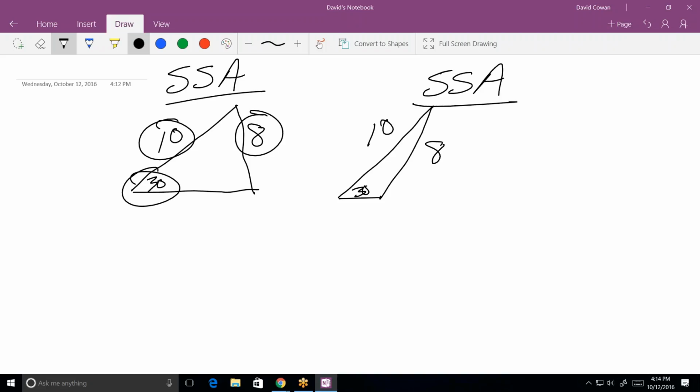Whereas with angle, side, angle, or side, angle, side, you absolutely know for sure that you have two congruent triangles if you have those two situations. You can't have side, angle, side and draw two triangles that are different. It's impossible. But you can do side, side, angle like I've done here. This is side, side, angle.